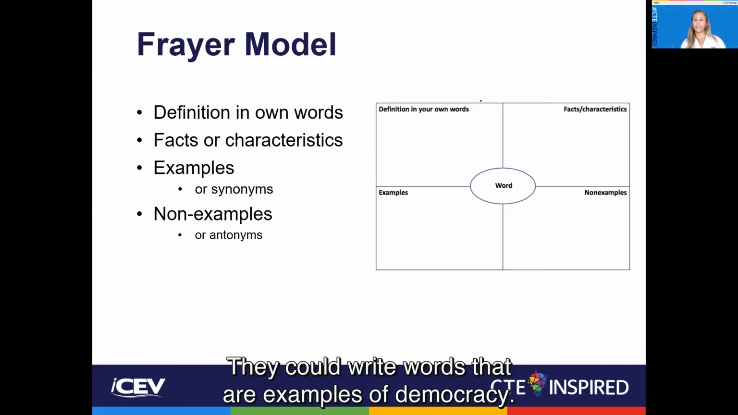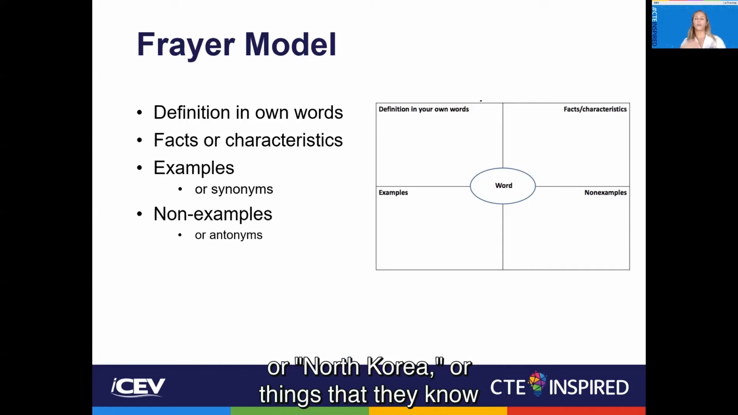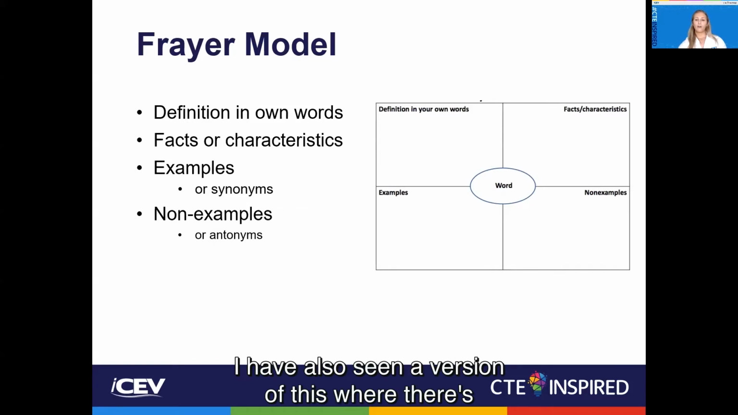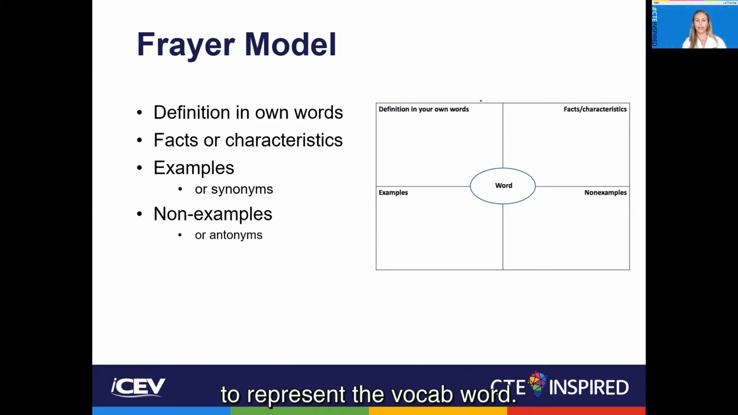They could write words that are examples of democracy, and in non-examples, they could write authoritarian or North Korea, or things that they know are non-examples of democracy. I've also seen a version of this where there's an extra box added for students to draw or add a picture to represent the vocab word.